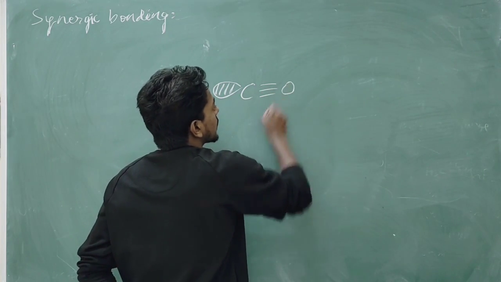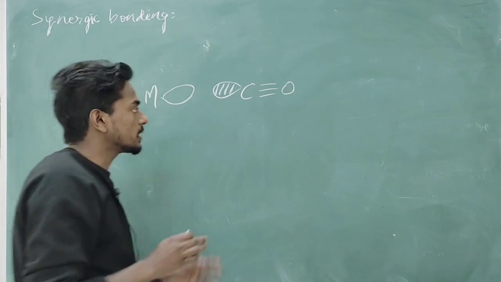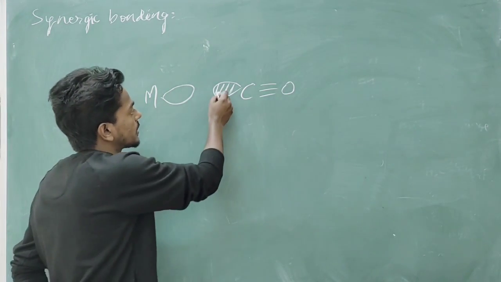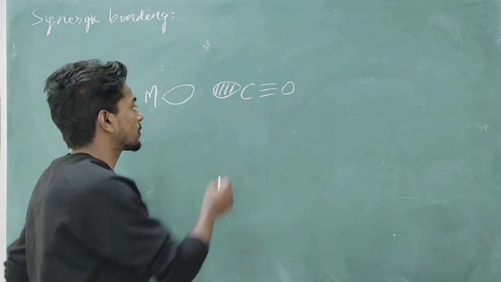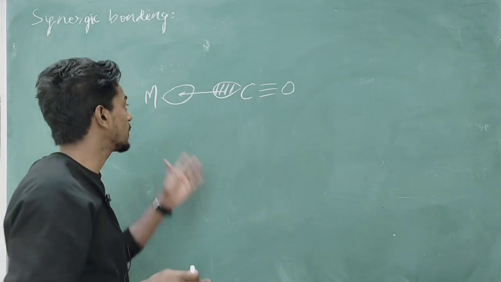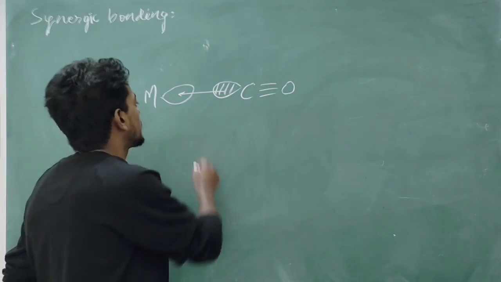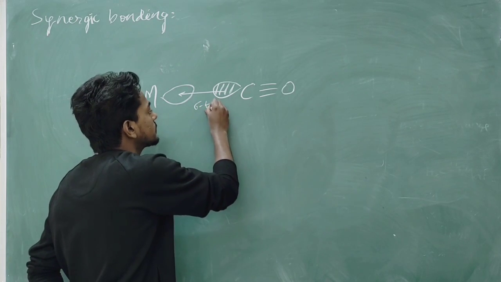This is the carbonyl ligand, in which transfer of electron cloud takes place from the non-bonding molecular orbital of carbonyl to the vacant hybrid molecular orbital of the central metal atom. This is an axial overlapping, so it is a sigma bond.